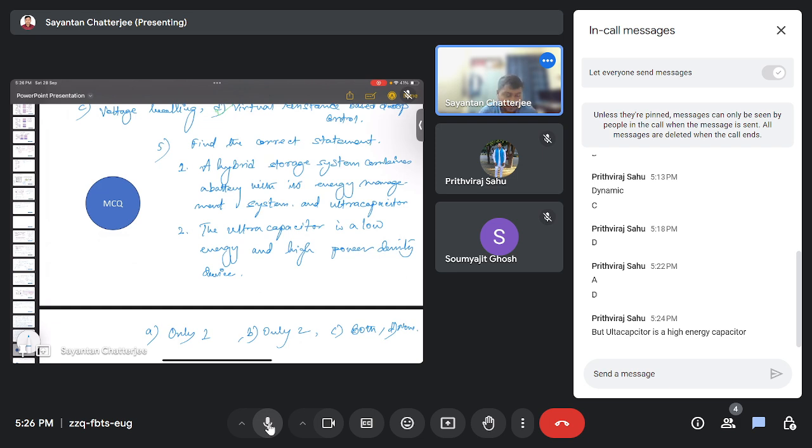But ultra capacitor is a high energy capacitor. Yes, high energy capacitor, but it also has the possible ability to deliver high power. It can be said mostly it is considered to deliver high power, but sometimes based on scale, it can be considered to deliver both high power and high energy density.